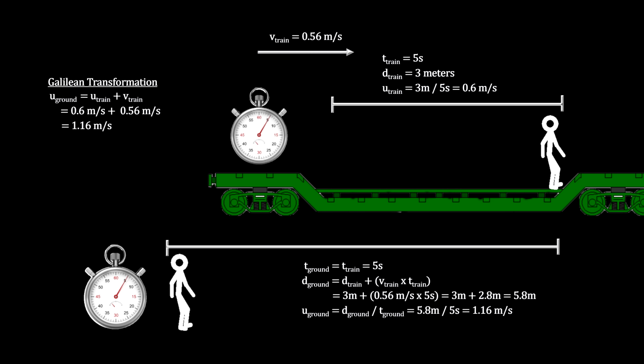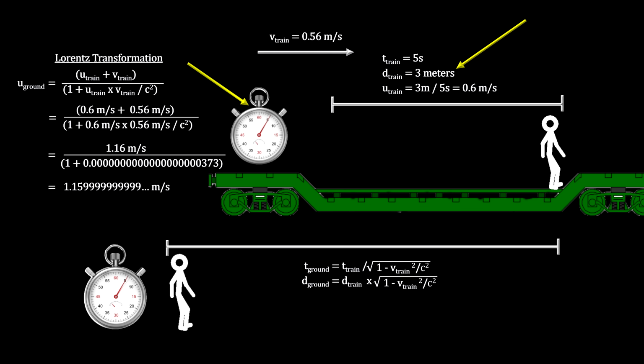In special relativity, the clock on the train is running a bit slower, and the distance the person walked is a little bit shorter, as seen by the observer on the ground. So this calculation of the total velocity is a bit less than the Galilean calculation. But at these speeds, it is too small a difference to notice.